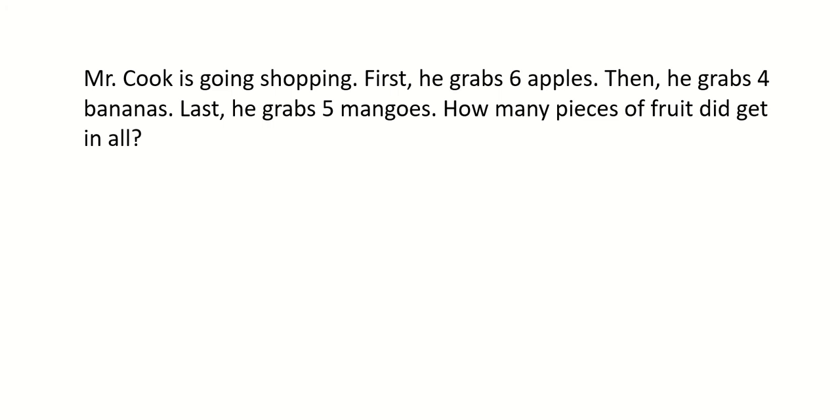So, boys and girls, the first thing we have to do is circle all of our numbers. So I know I have 6 apples, I know I have 4 bananas, and I know I have 5 mangoes. So what we need to do, boys and girls, is 2 things. First, we need to write all of our numbers down here. 6, 4, and 5. Now I know that when I'm going to be adding these together, I need to make sure that I'm writing the right equation.